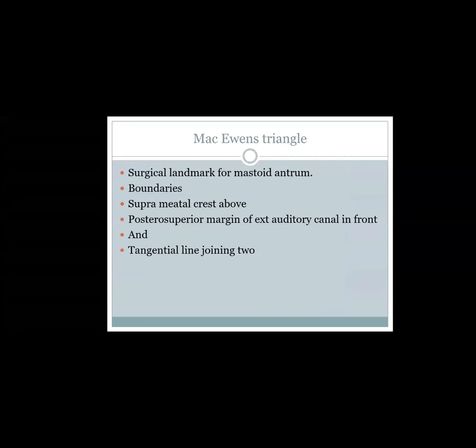Then post-auricular is another place. They will usually ask in the exam about McEwen's triangle. Somebody told you to palpate the mastoid antrum. That is the triangular area formed by the boundaries of the suprameatal crest above, the posterior margin of the external auditory canal, and the tangential line joining those two.